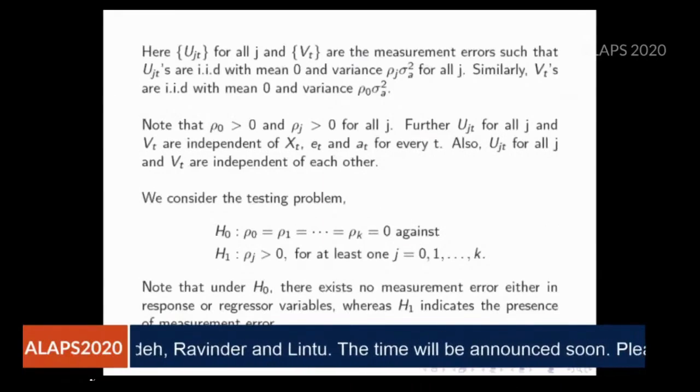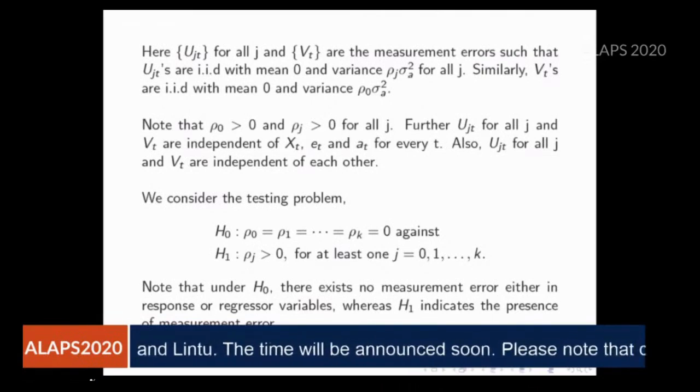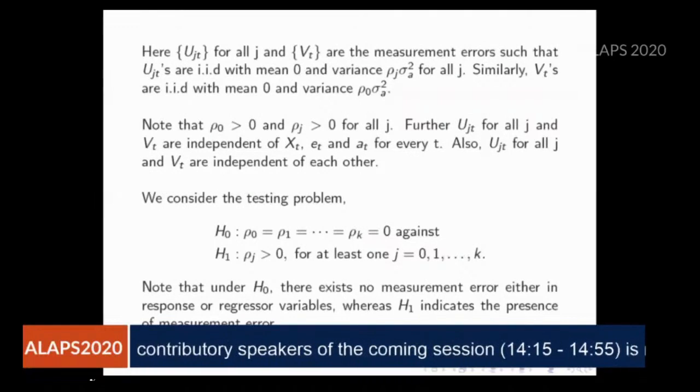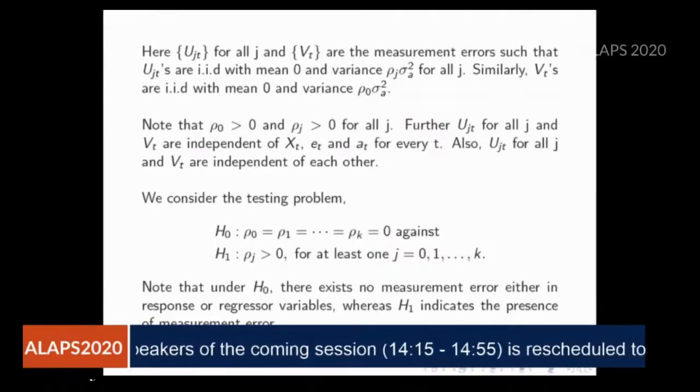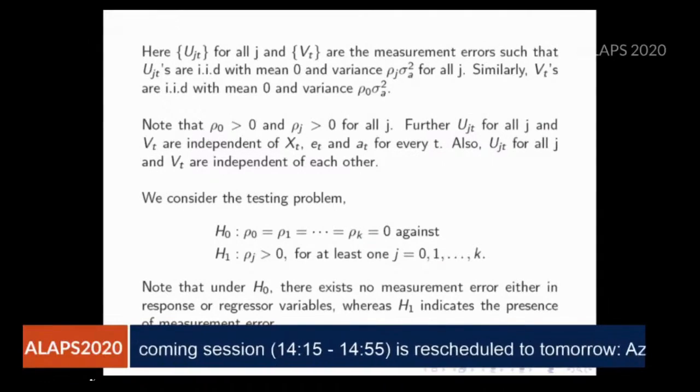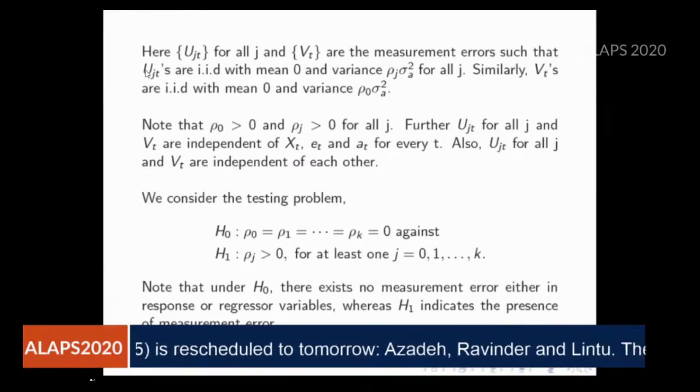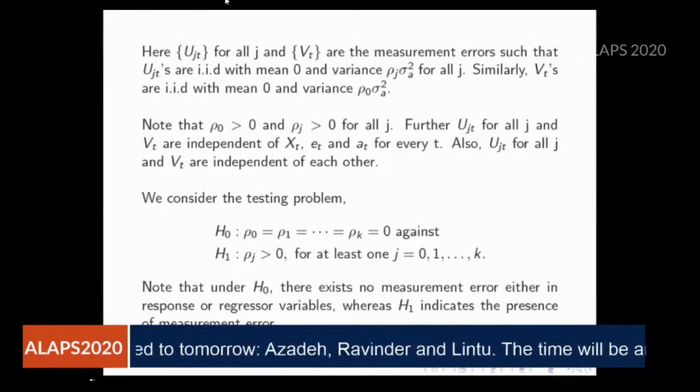Here the sequences u_jt and v_t are the measurement errors such that the u_jt's are IID with mean 0 and variance ρ_j σ_a², and the v_t's are IID with mean 0 and variance ρ_0 σ_a². Note that ρ_0 and ρ_j for all j are strictly greater than 0. When they are equal to 0, that means the model has no measurement error. Further, for all t, the u_jt's and v_t's are independent of the x_t, ε_t and a_t sequences.